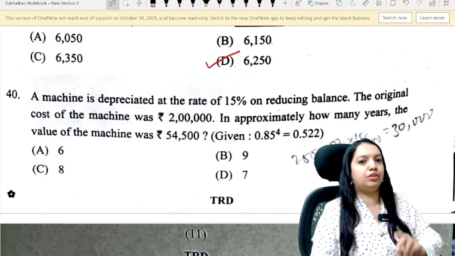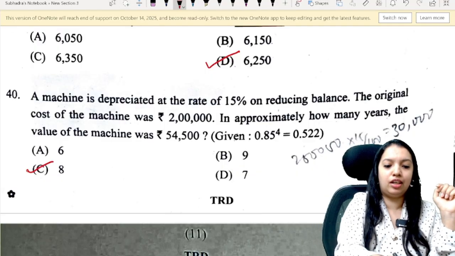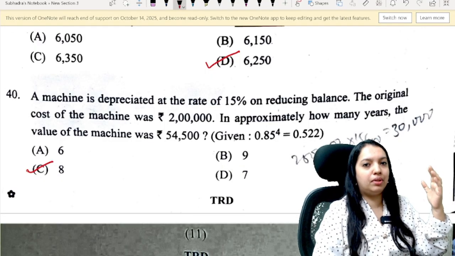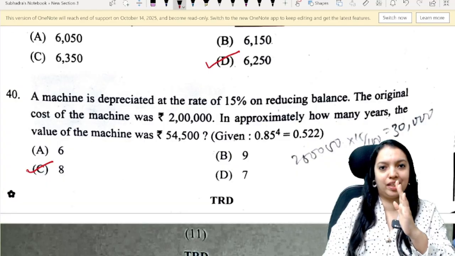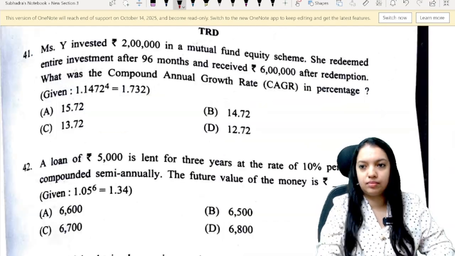Next is depreciation on reducing balance method. According to accounts also you can cross verify. Answer comes down to 8, or you can apply future value, which is WDV is equal to P of 1 minus R whole power n formula.